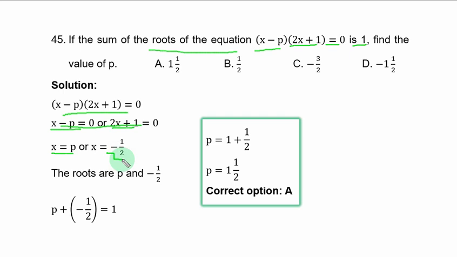From the question, the sum of the roots is 1. So you add the two roots, you equate it to 1. If you transfer this term to the right hand side, you have p equal to 1 plus 1 over 2. That simplifies to one whole number, 1 over 2. A is the correct option.